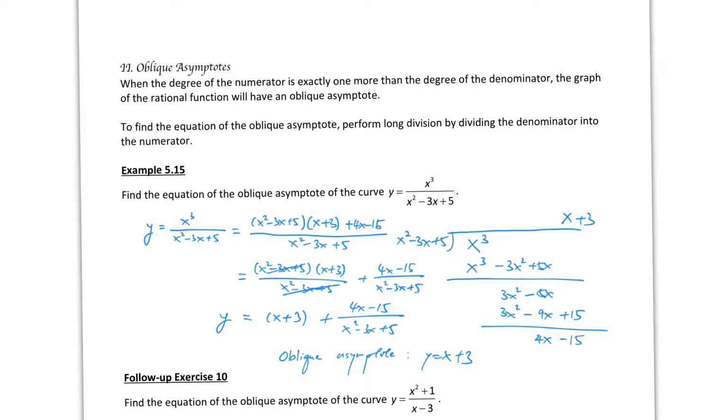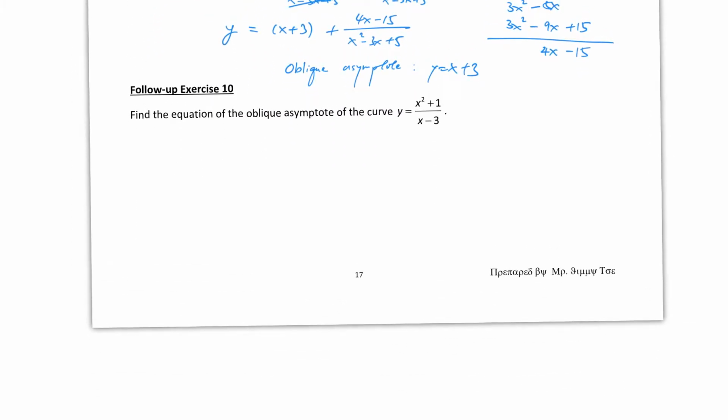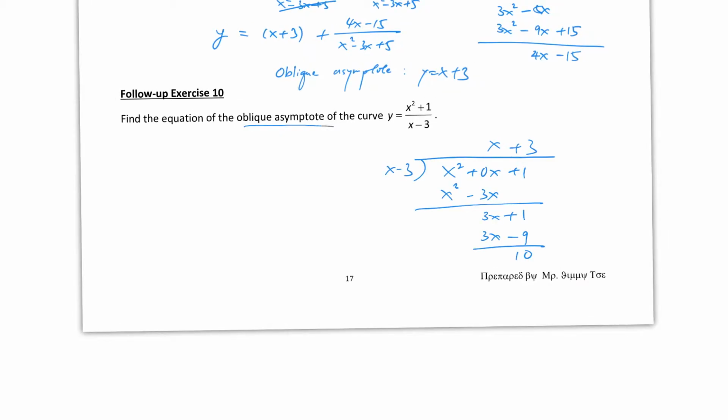Maybe you can pause the video and then do the following exercise 10. I will show you the solution, but you can pause the video first. If you want to find the oblique asymptotes, first of all, you need to observe that the degree of the numerator is greater than the degree of the denominator by 1. So I'm sure that this curve will have oblique asymptotes. And then do the long division. This is x, the numerator is your dividend, and then your divisor is x minus 3.